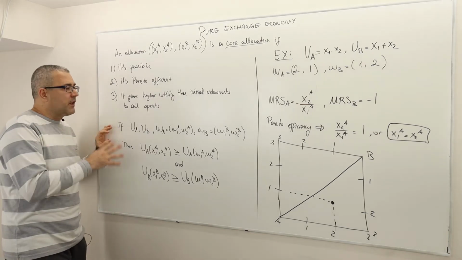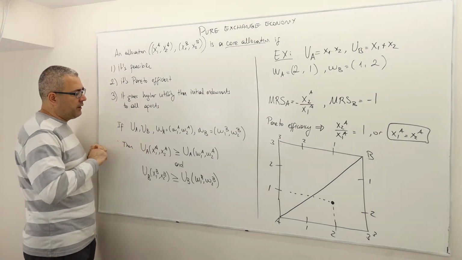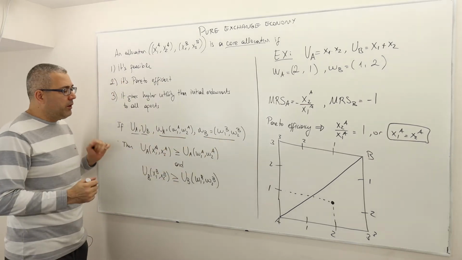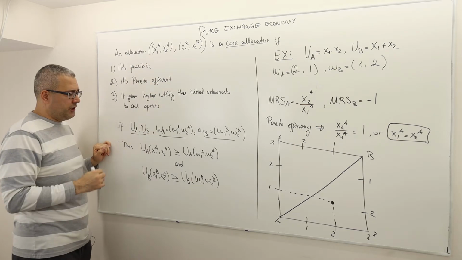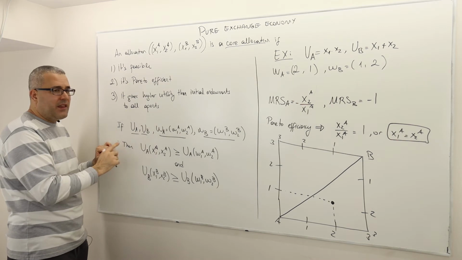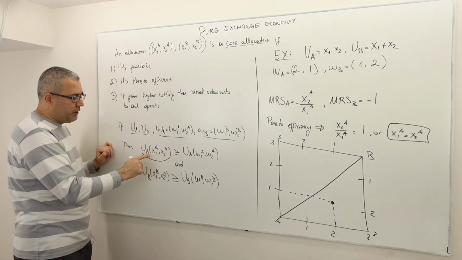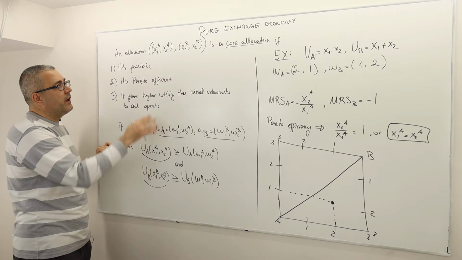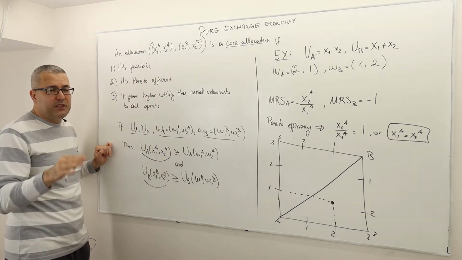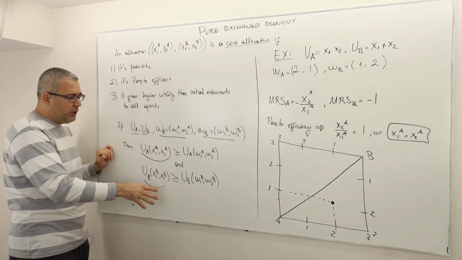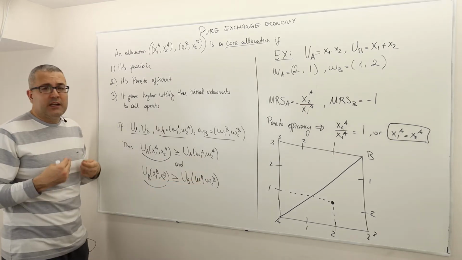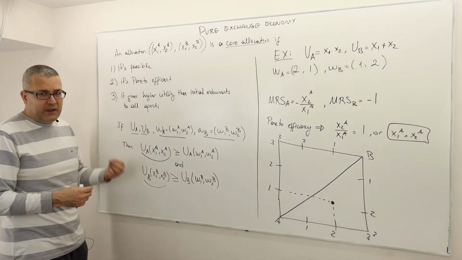More formally, in an environment where there are two agents with these preferences and these initial endowments, what do we mean by a core allocation? As I said, it has to be feasible, it has to be Pareto efficient. And third, agent A's and agent B's utilities when they consume this allocation should be greater than or equal to, it doesn't have to be strict, their utilities when they consume their initial endowments. As simple as this.